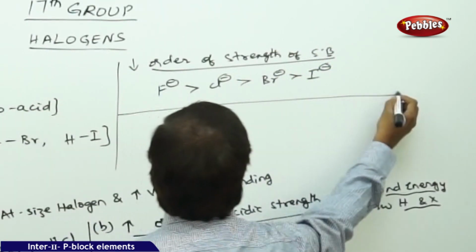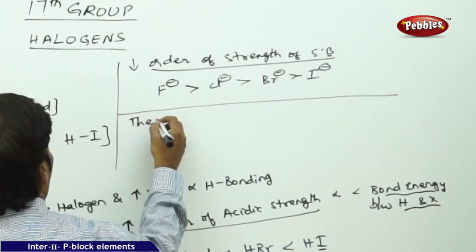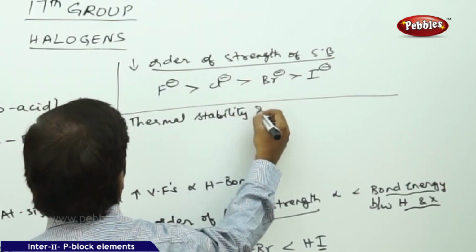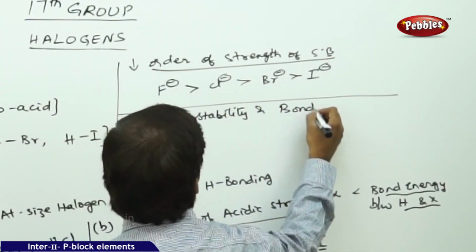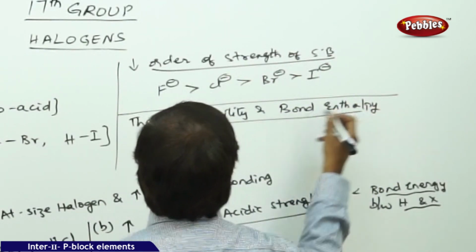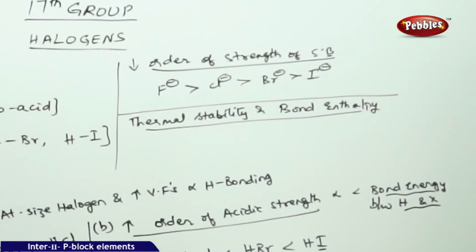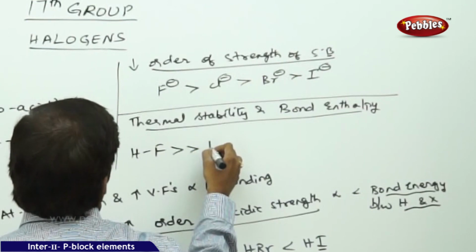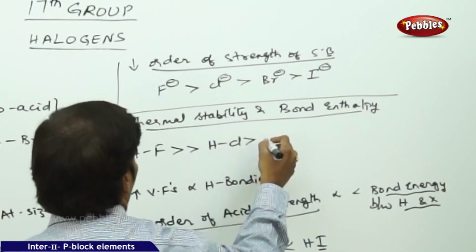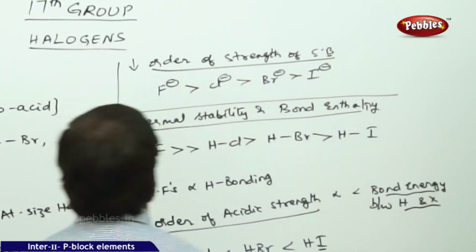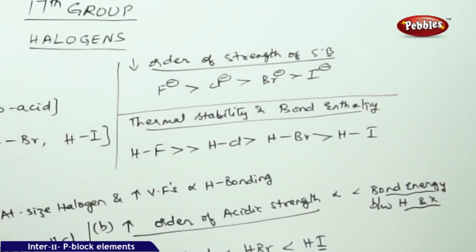Apart from this, you can take the thermal stability and the bond energy and the bond enthalpy. Thermal stability again depends upon the hydrogen and the size of the halogen. So therefore thermal stability of HF is much greater than that of HCl, which is much greater than HBr, which is much greater than HI. All this we can keep in mind in terms of the hydrides of halogens.